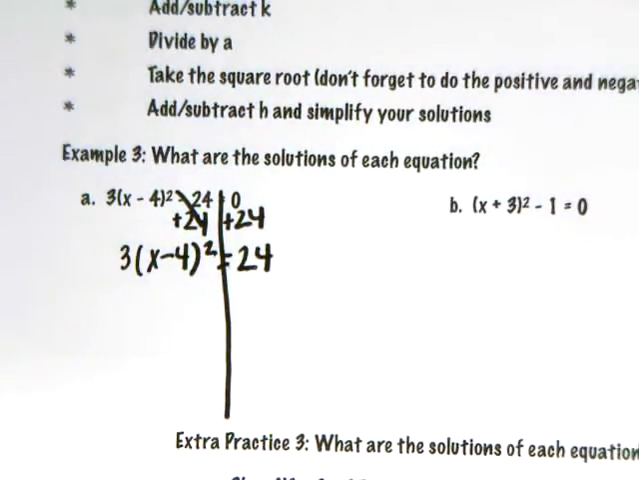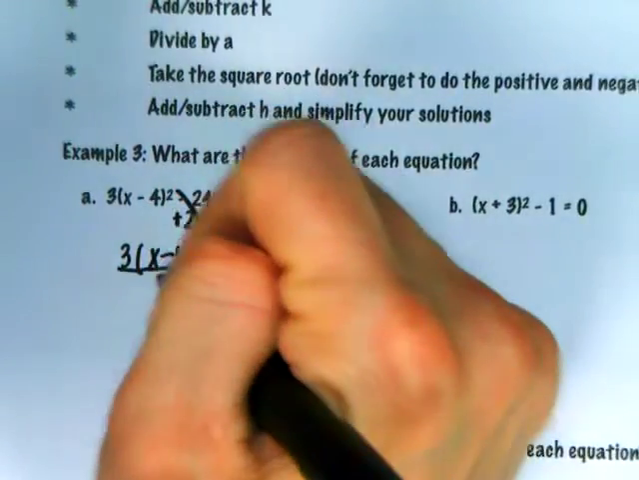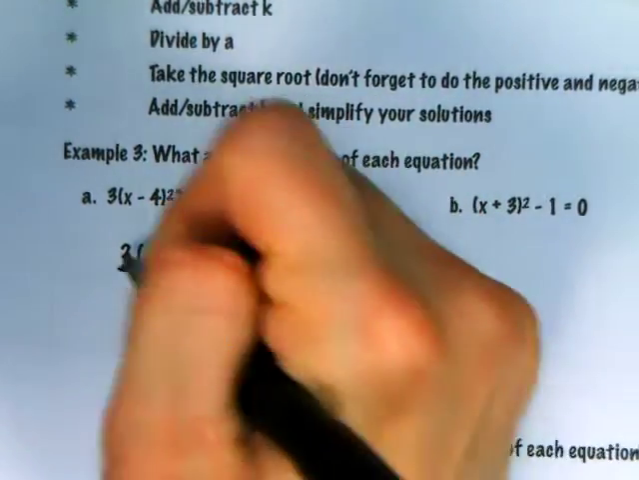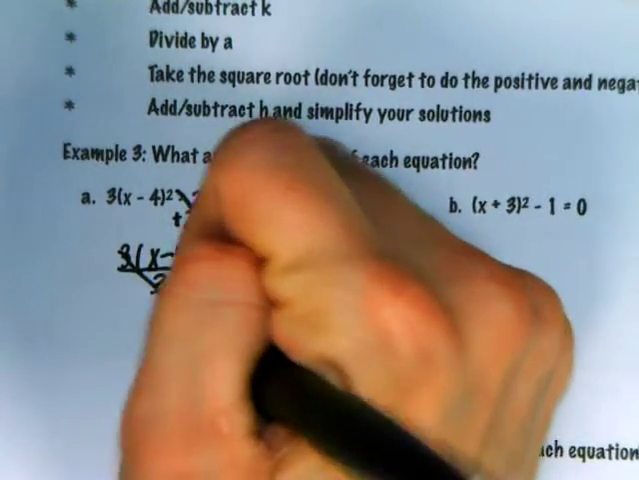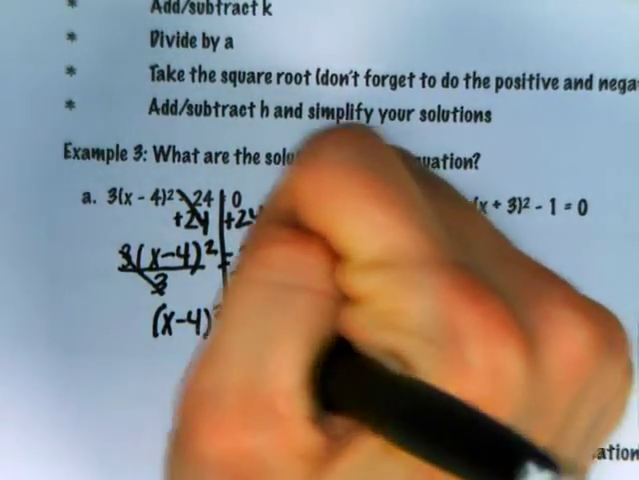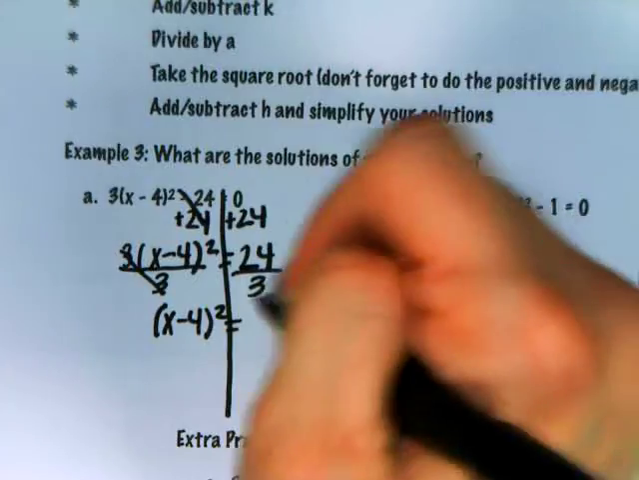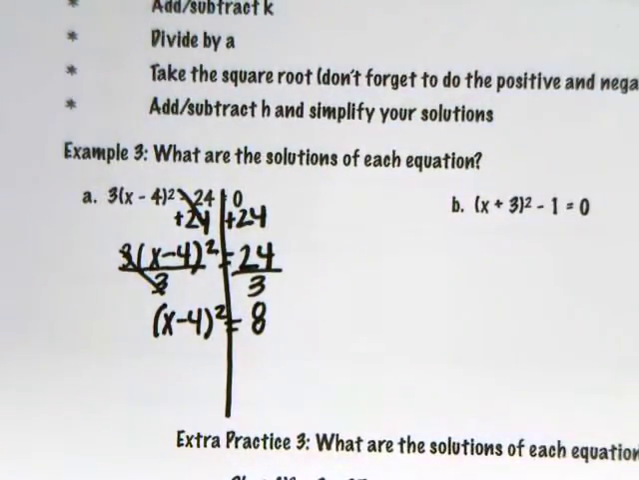Okay, then what do you think we're going to do? Divide by 3. Yep, divide by 3. So x minus 4 squared equals 8.